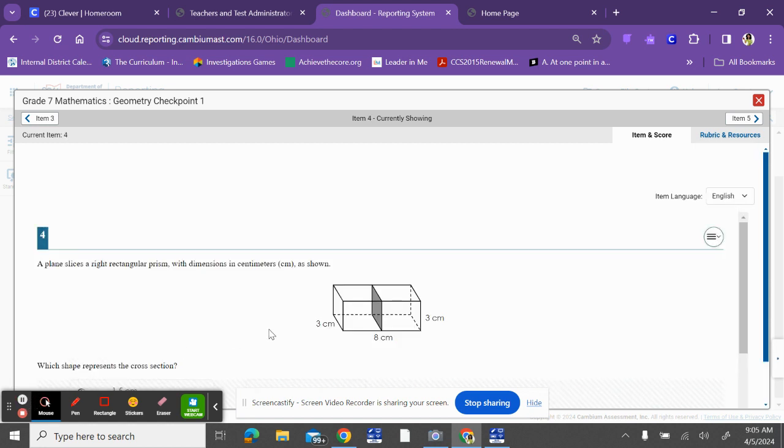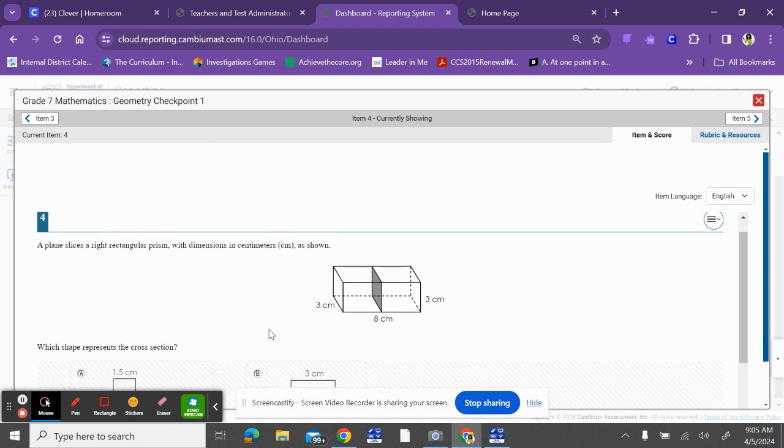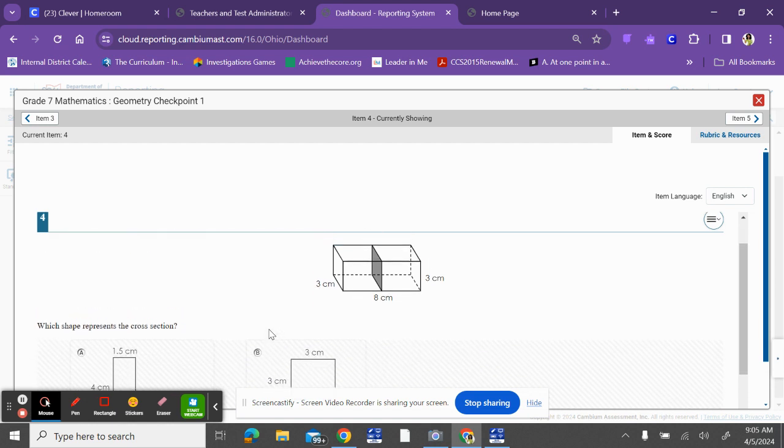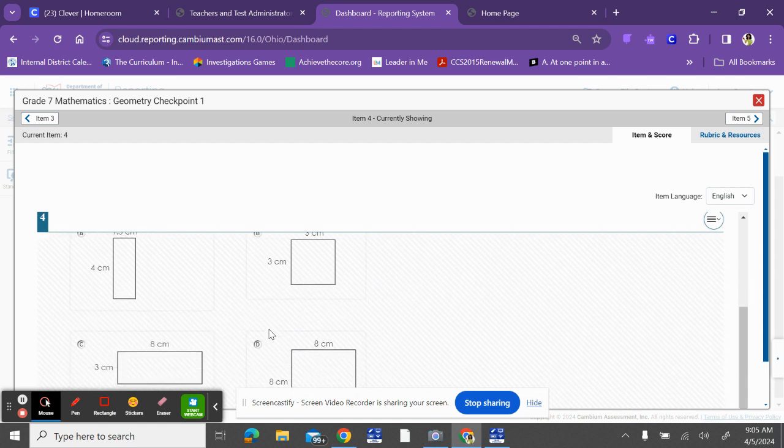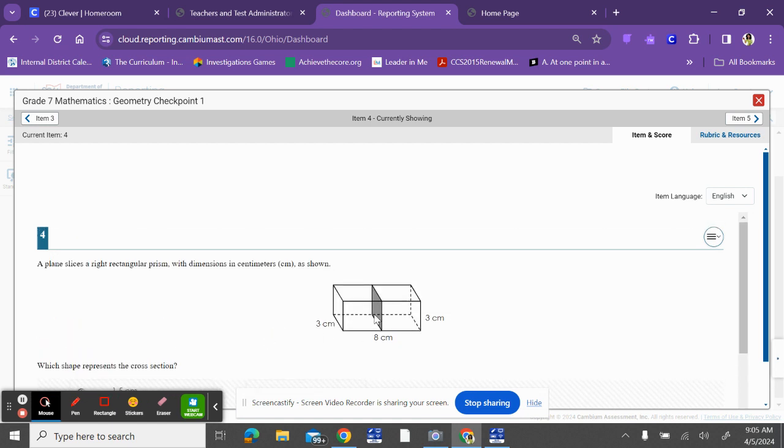A plane slices a rectangular prism with dimensions as shown. What will be the cross section's dimensions? Okay, so they give you a shadow of exactly what they want you to do. If I broke this apart, it'll look like some type of square. So let me figure out what dimensions it will be.